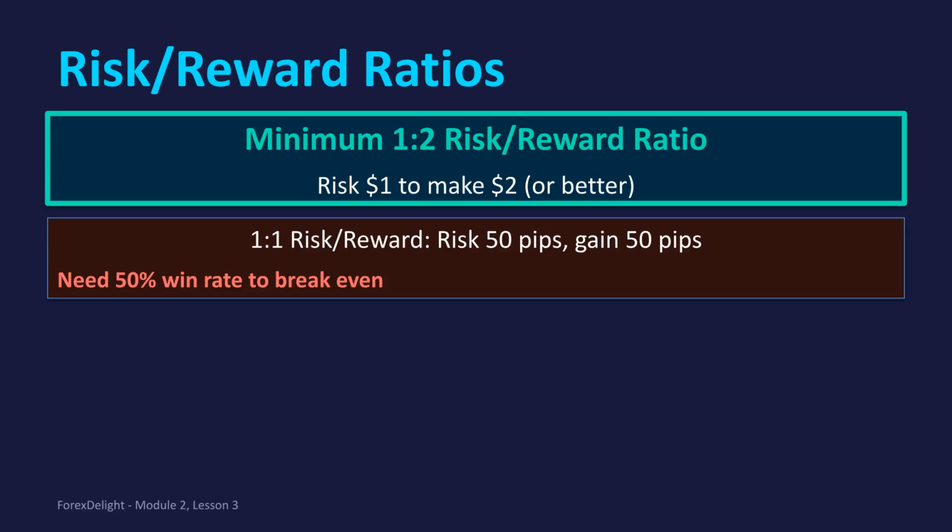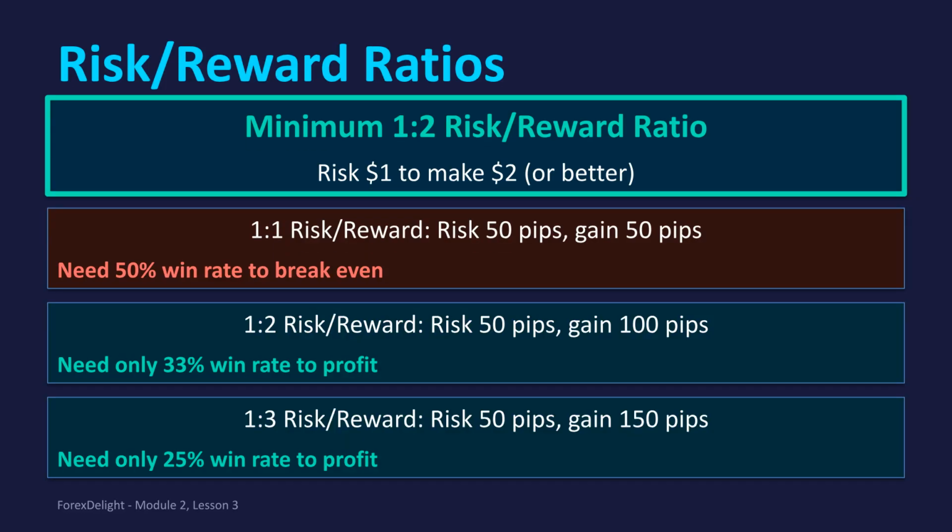We recommend aiming for a minimum 1 to 2 risk/reward ratio. This means risking $1 to make $2 or better. With a 1-to-1 ratio, you risk 50 pips to gain 50, needing a 50% win rate just to break even. A 1-to-2 ratio means risking 50 pips to gain 100, requiring only a 33% win rate to profit. A 1-to-3 ratio needs only a 25% win rate.